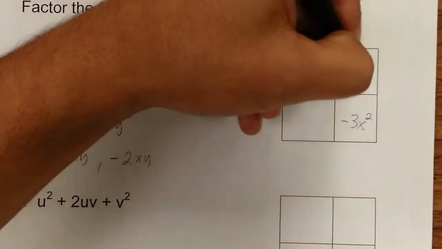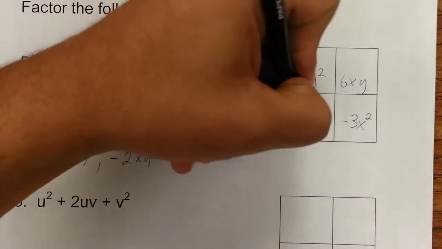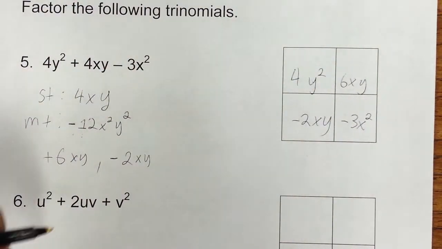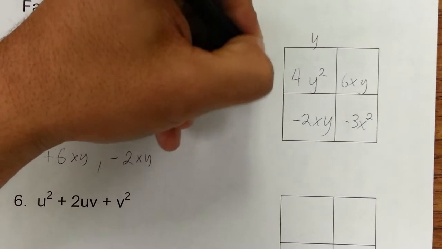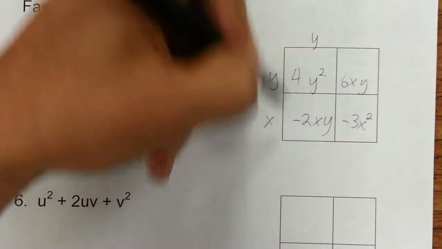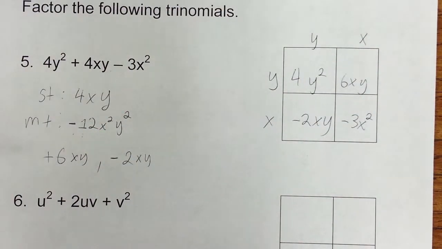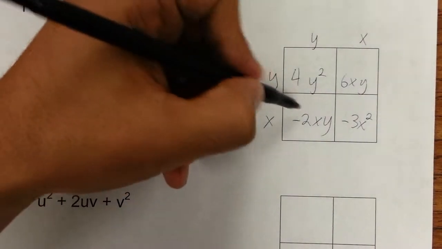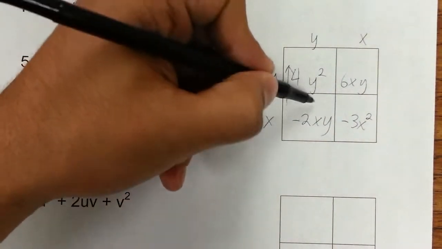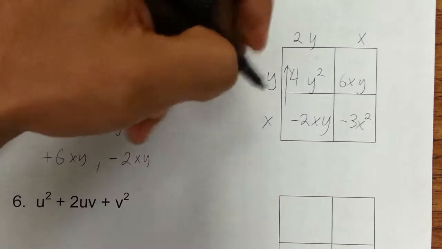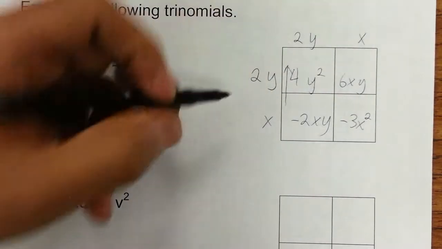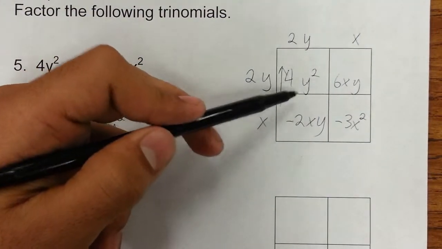So we'll fill in the 6xy, and then the negative 2xy. A y times a y would give us the y squared, and we're going to need an x times an x here anyway to get us an x squared. So let's think. We've got greatest common factor here, a y, and a 2. We could factor out a 2 here, and then a 2 times 2 would give us the 4. So we've got 2y times 2y, 4y squared.